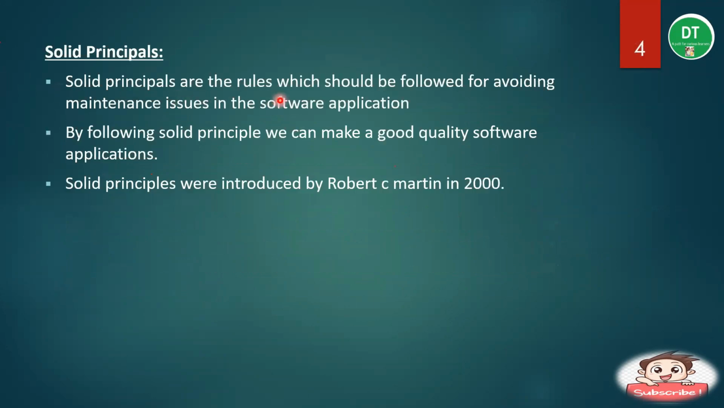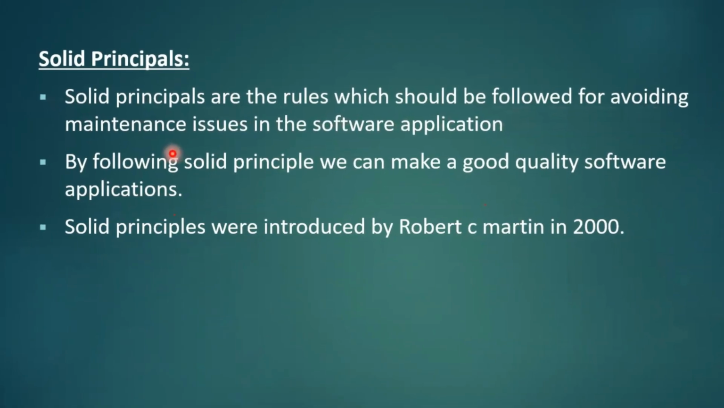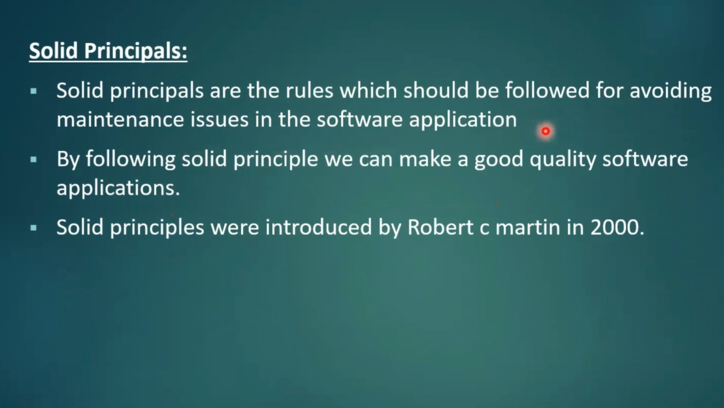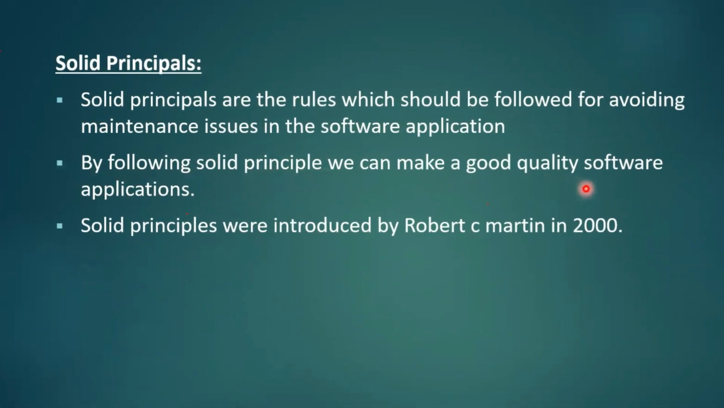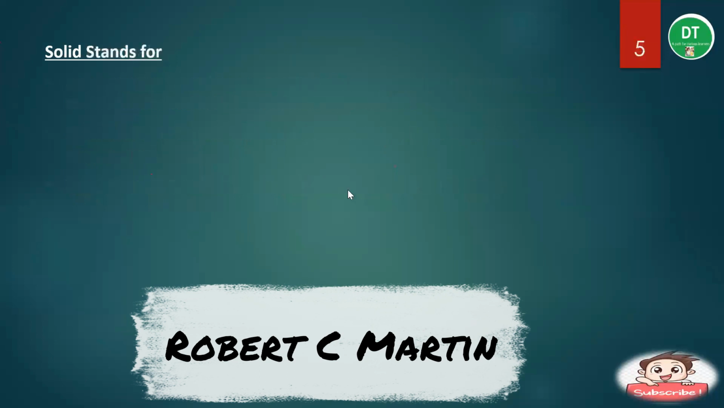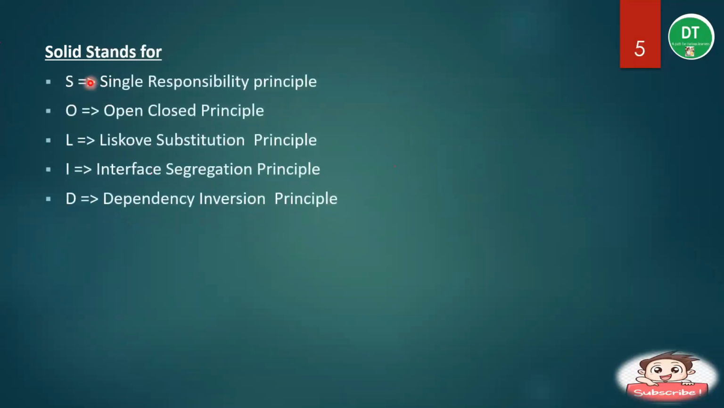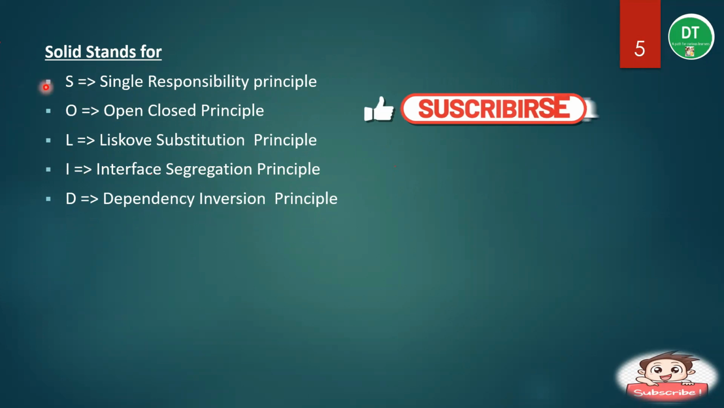SOLID principles are the rules which should be followed for avoiding maintenance issues in a software application. By following SOLID principles, we can make a good quality software application. SOLID principles were introduced by Robert C. Martin in 2000. SOLID stands for single responsibility principle, open close principle, Liskov substitution principle, interface segregation principle, and dependency inversion principle. Now we'll discuss each of these in detail.